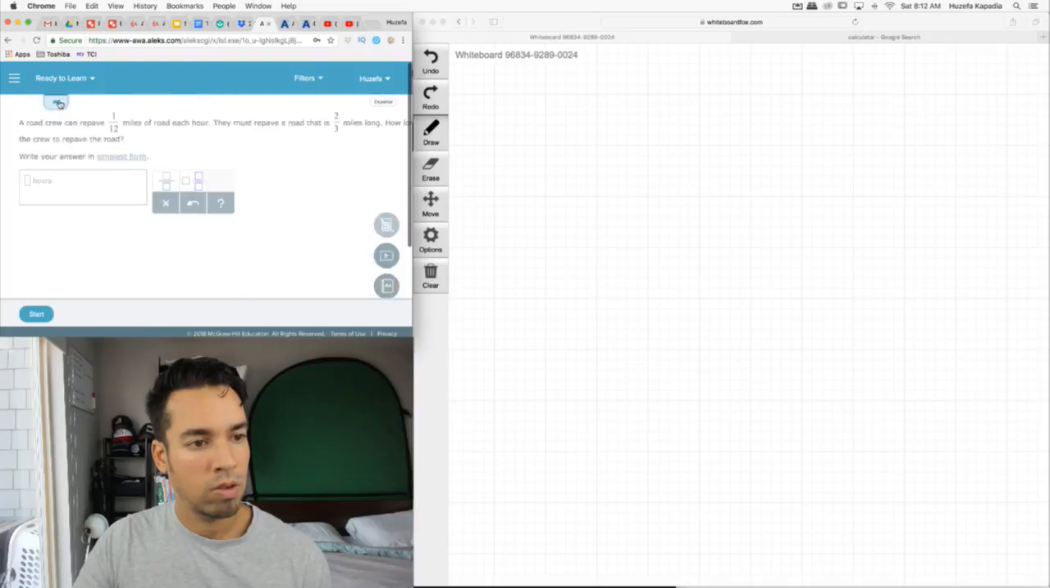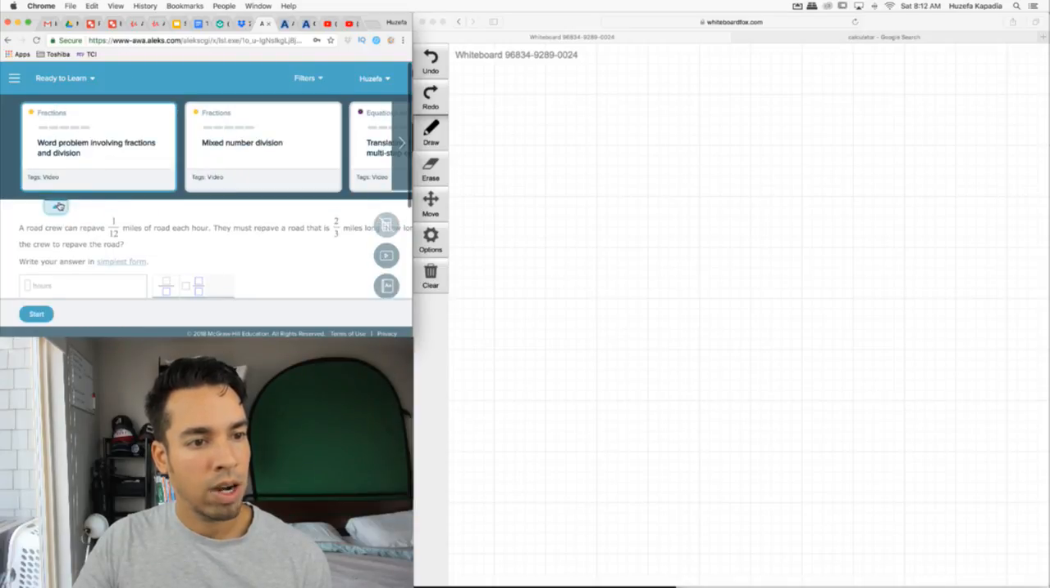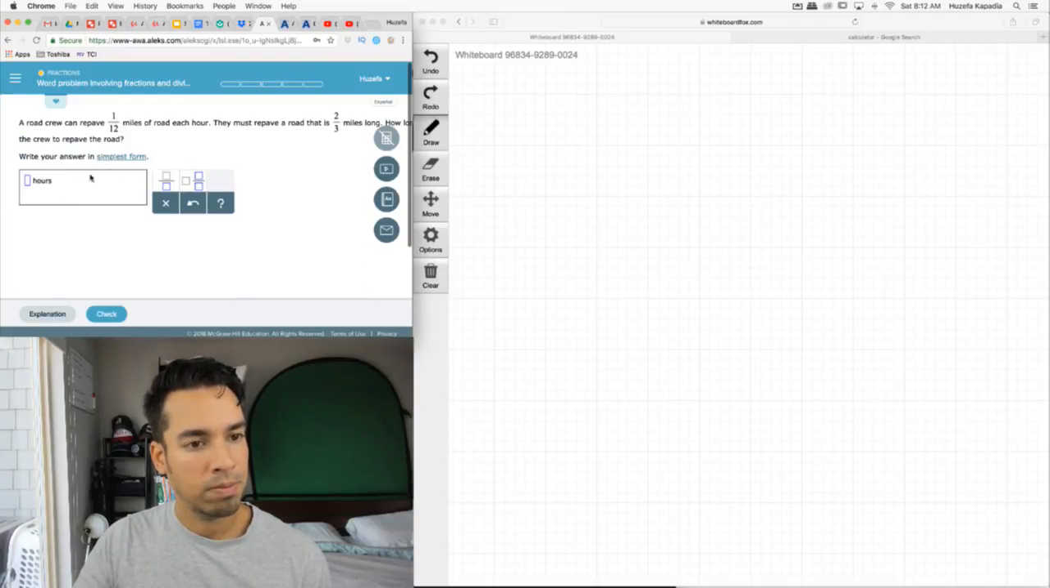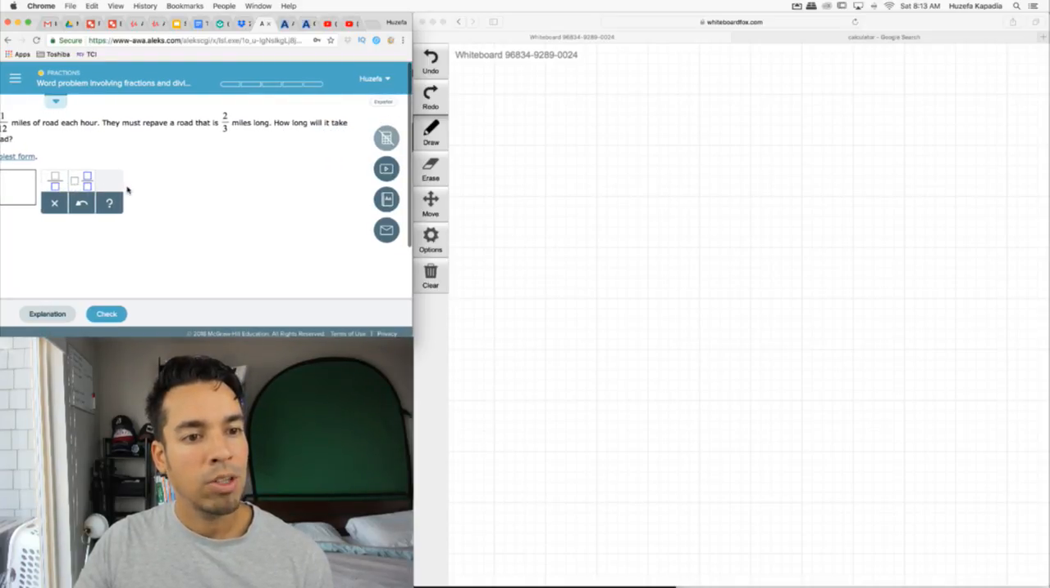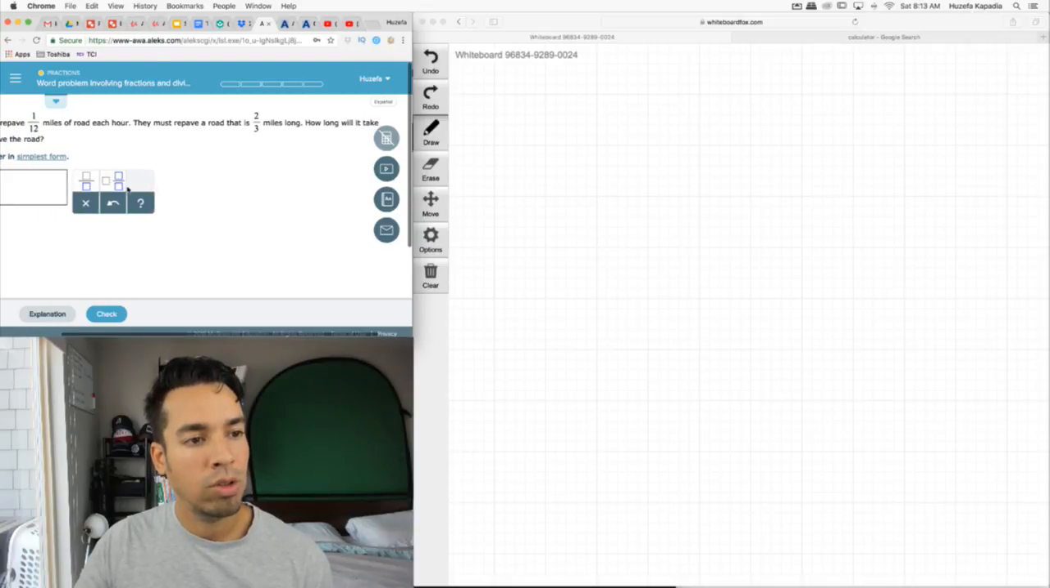Okay, here we go. Word problem involving fractions and division. A road crew can repave 1/12 miles of road each hour. They must repave a road that is 2/3 miles long. How long will it take the crew to repave the road?